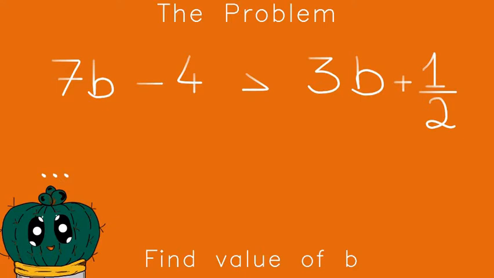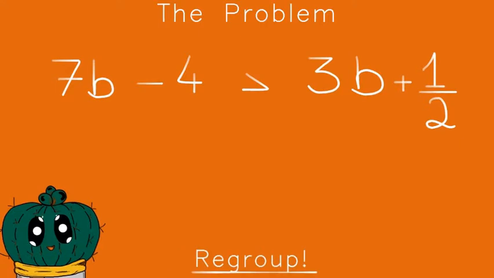But first of all, if you look at the entire thing, the b's and the constants are all scattered. So what you can do is to have all of the b's in one place. You can regroup the entire thing. We want the 7b and the 3b on the left hand side. Let's try to get all of the b's on the left hand side, and let's get all of the constants on the right hand side.